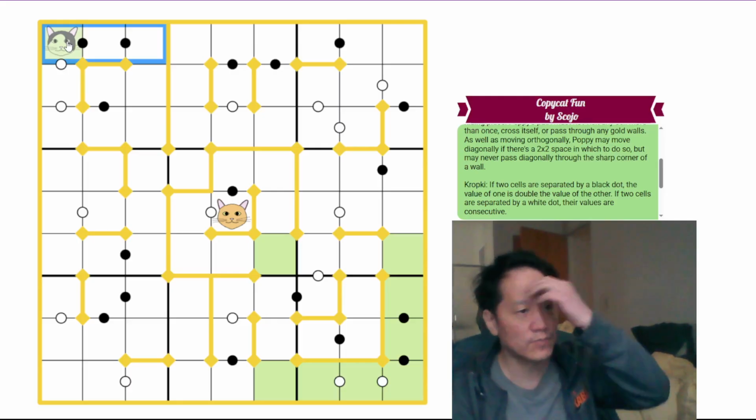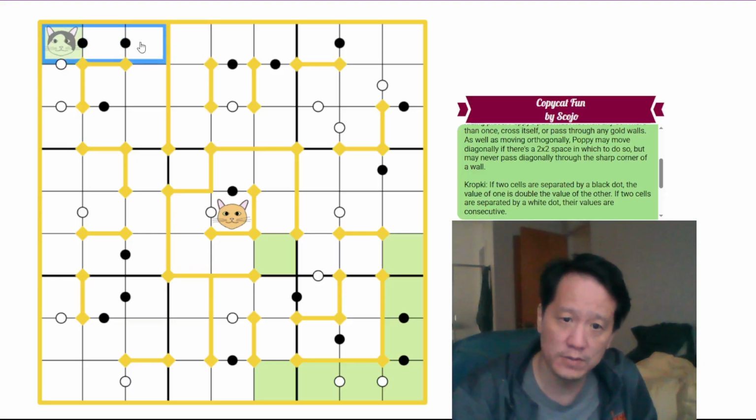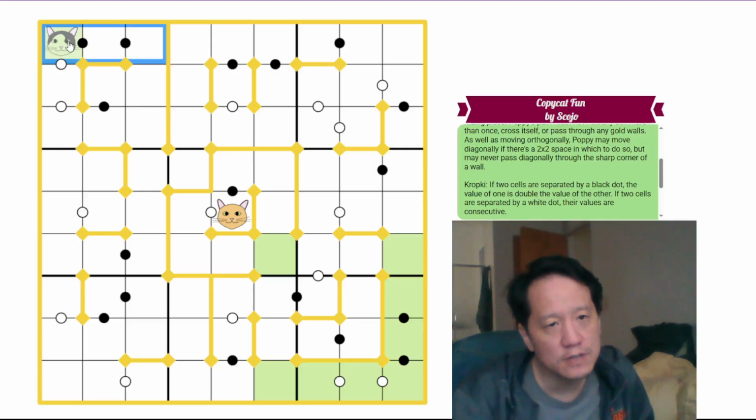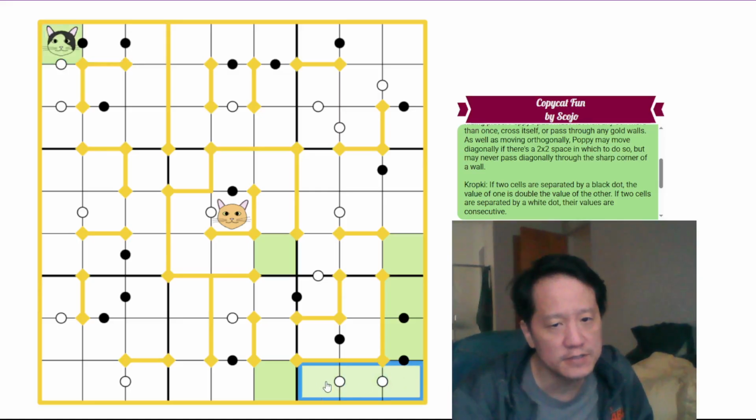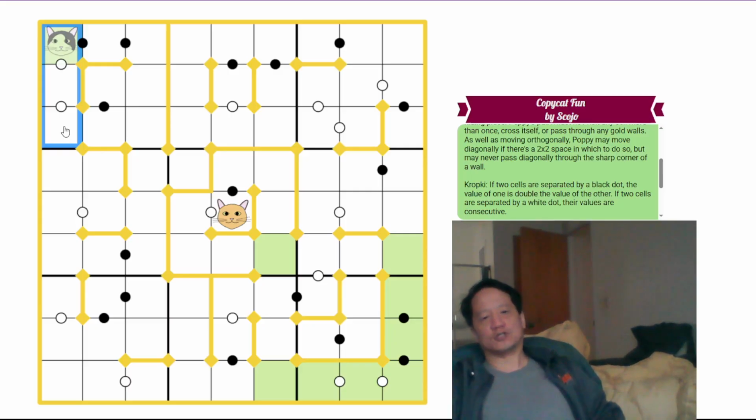Well, if we have copycat cells go this way, it's possible. Because if Poppy goes that way, that means these digits here are in a 1 to 2 ratio, and then these would be consecutive. Okay. So that is potentially possible.